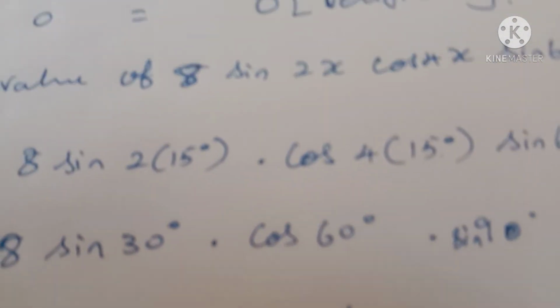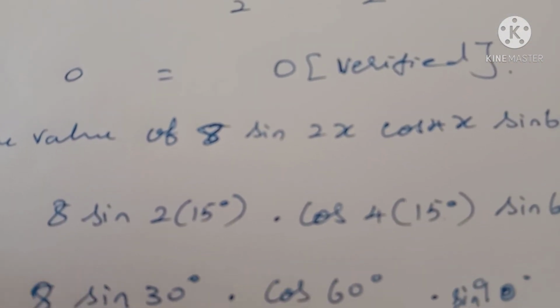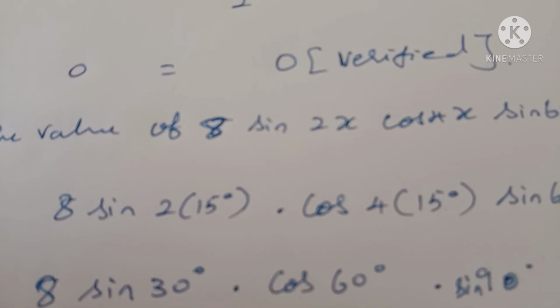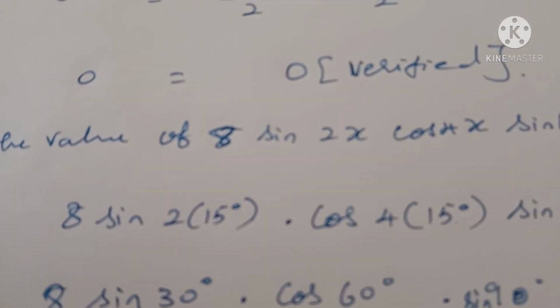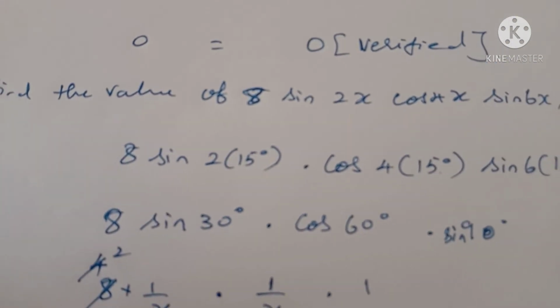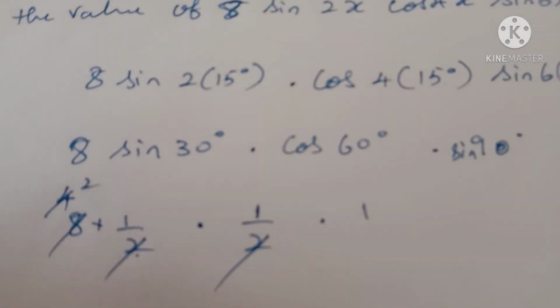Here if you cancel, 2 ones are 2, 2 fours are 8. Again with 2, 2 ones are 2, 2 twos are 4. So your answer is 2 into 1, which is 2.